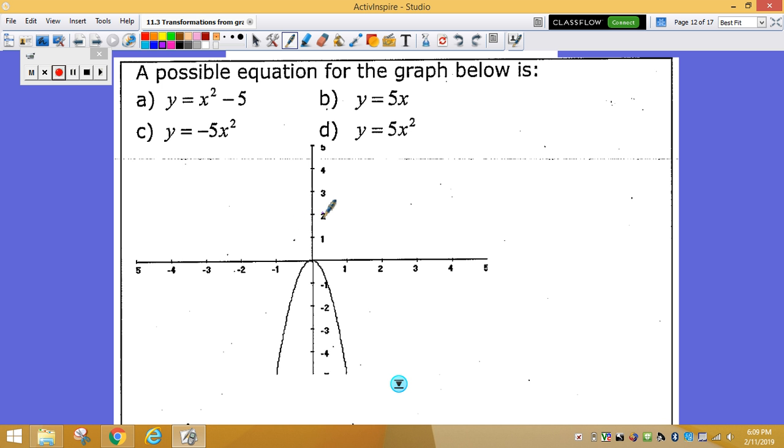Here's another one. What's the possible equation? Again, if you don't want to try and remember all these facts, just graph them. See what your calculator looks like. If you graphed A, it would touch down here at -5 and it would go up. So it's not A. If you graph B, it would just be a straight line. If you graph C, it would be, well, I mean D. D is the parabola we just did that looks like this. So C is the one that works. And you know that because it's the only one that's negative that would make it concave down.